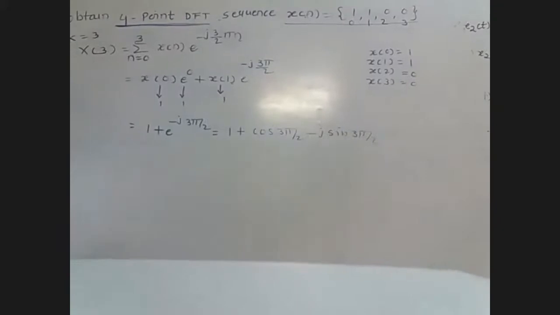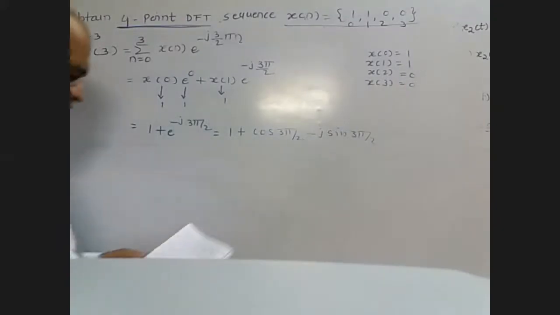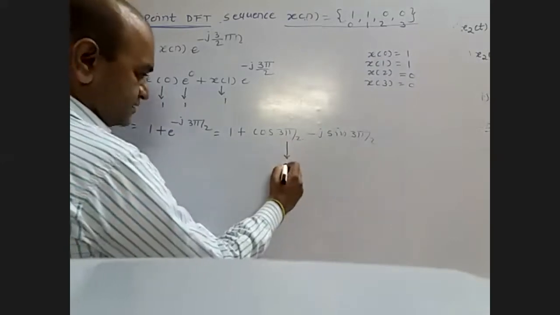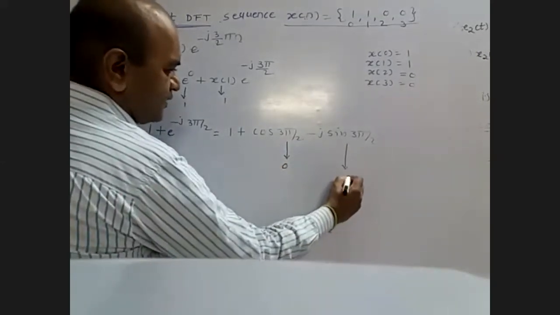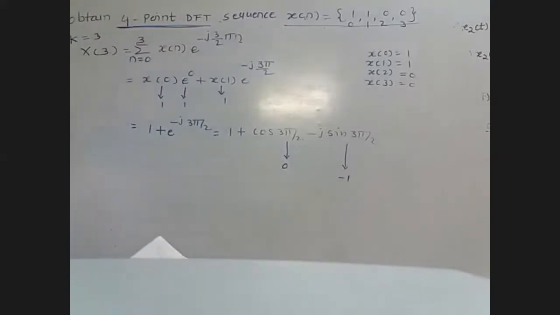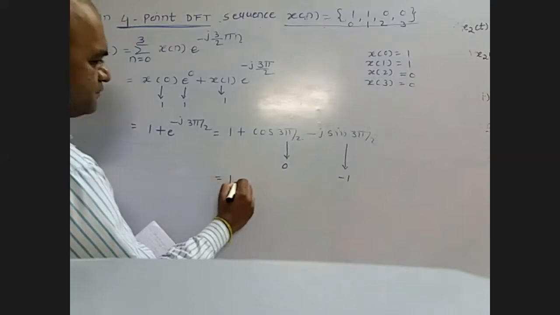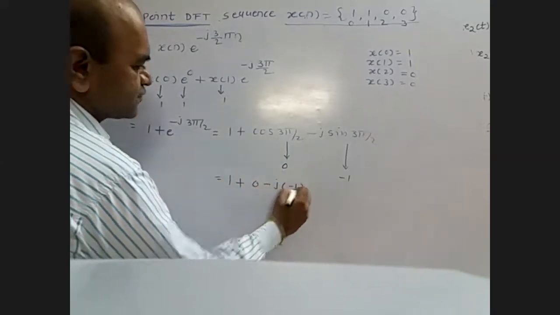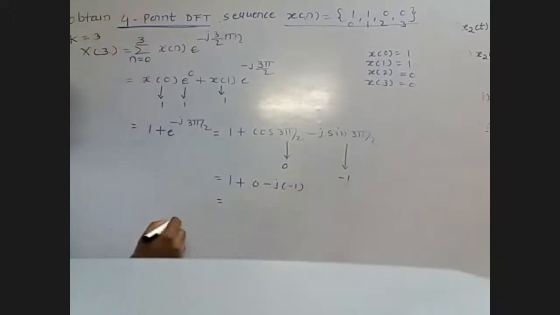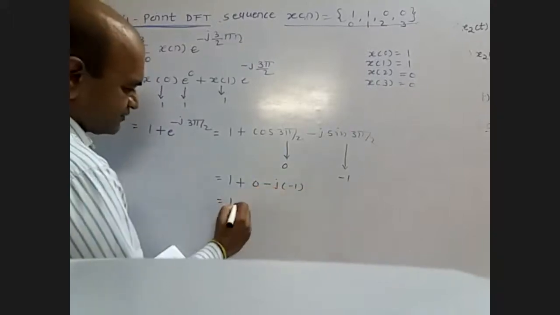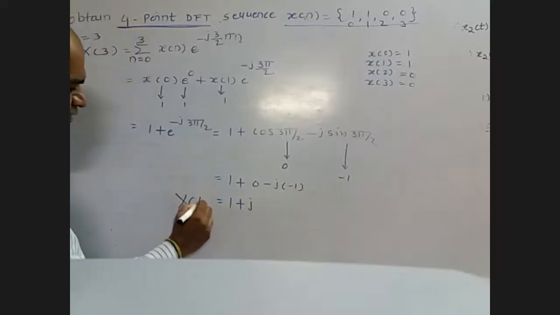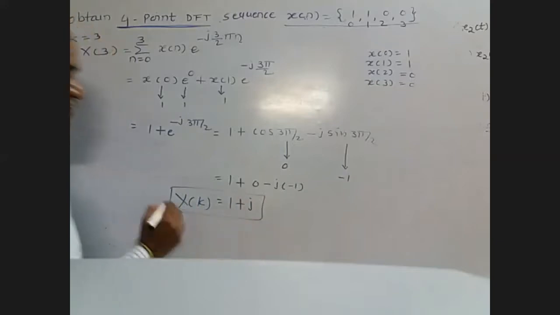What is that value? Here you will get 270 degrees. So cos 3 pi by 2 is nothing but 0, and sine 3 pi by 2 is nothing but minus 1. So we put 1 plus 0 minus j in bracket minus 1. Minus minus becomes plus, so you will get x of 3 as 1 plus j.